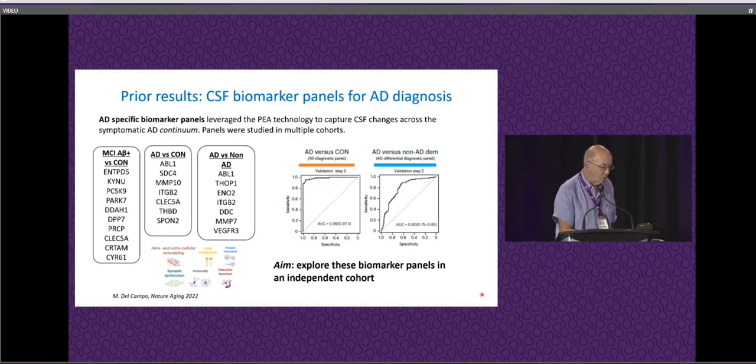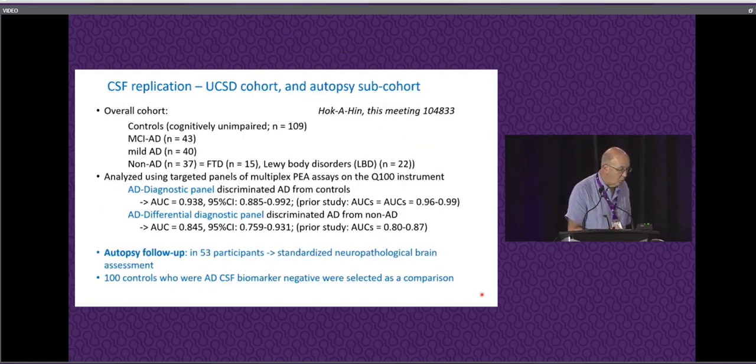So we wanted to re-explore this in an independent cohort, and this is a cohort of CSF samples from research participants at the UCSD Shiley-Marcos Alzheimer's Research Center. For this particular study, we selected controls, people with MCI due to AD, people with mild Alzheimer's disease, and people who had a number of non-AD dementias. And this was shown at a poster on Sunday.